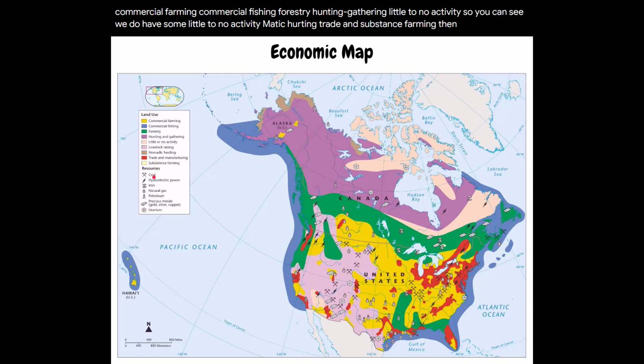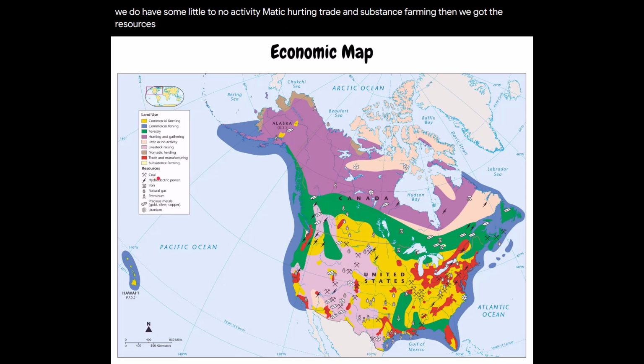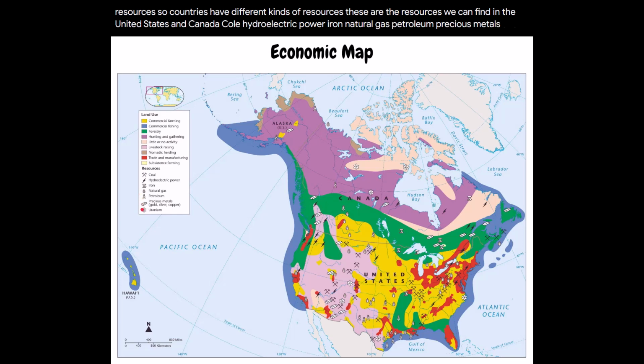Then we got the resources. Countries have different kinds of resources. These are the resources we can find in the United States and Canada: coal, hydroelectric power, iron, natural gas, petroleum, precious metals, and uranium.